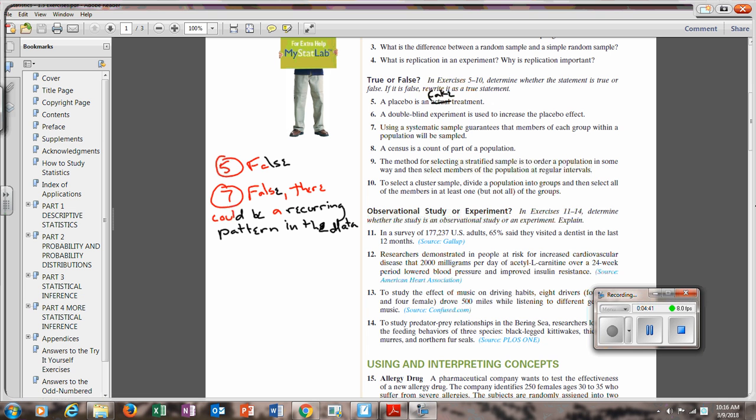Number 9. The method for selecting a stratified sample is to order a population in some way, then select the members of the population at regular intervals. That is also false. And the way to make that true is get rid of stratified and make this systematic. It's like putting all the guys on the left-hand side and then selecting the members from like every third guy.